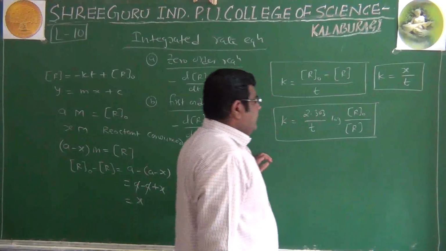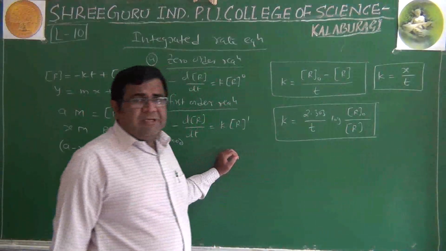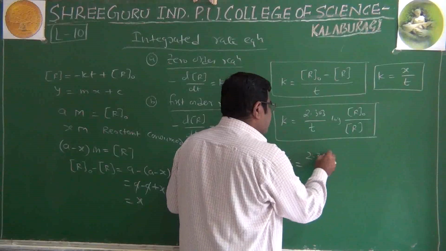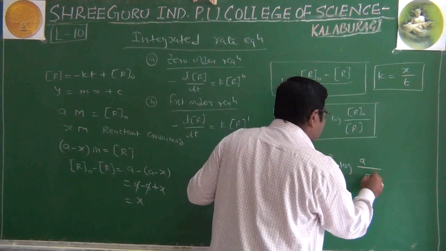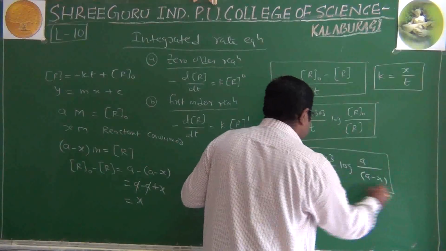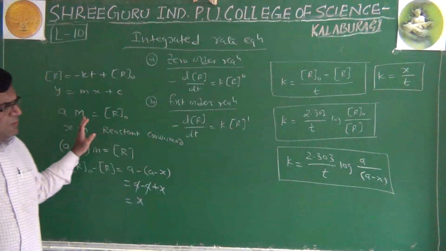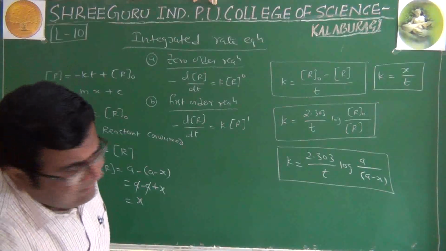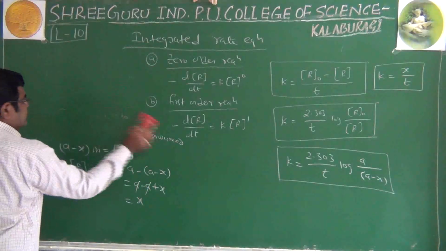For this also, if we consider the initial concentration as A, the concentration of reactant left after time T is A minus X, so we can write K equals 2.303 by T log of A divided by A minus X. So this is also an alternative way to express the rate constant of this reaction. So we have done all these things, and then also we have started drawing the graph. I think we have drawn the graph of the first order reaction also.